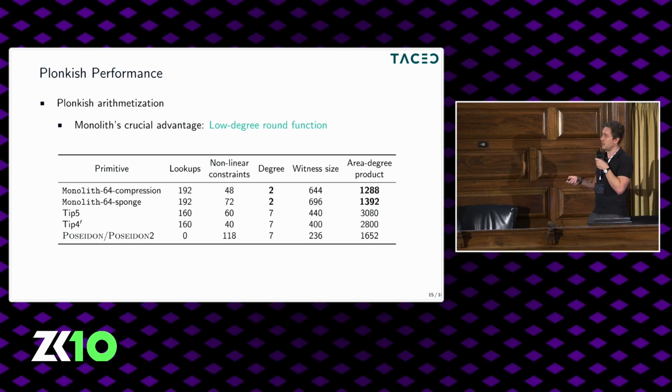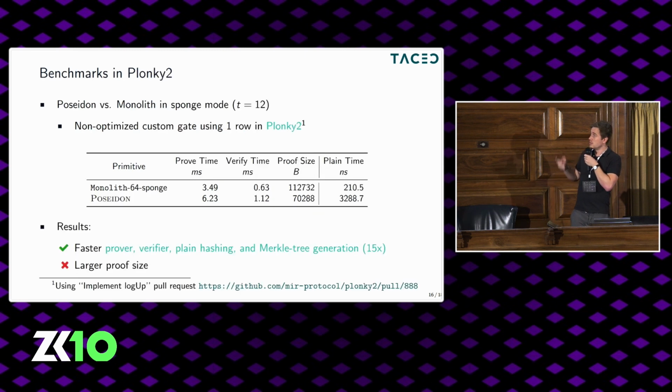So when we estimate prover performance by the area degree product, which is basically witness times degree, we would estimate that Monolith allows a performant prover compared to the other hash functions. On the next slide, we actually implemented a custom gate of Monolith inside the Plonky-2 proof system. More concretely, we are using a pull request on this proof system, which implements the lookup tables. And here we wanted to verify the estimated performance that we have.